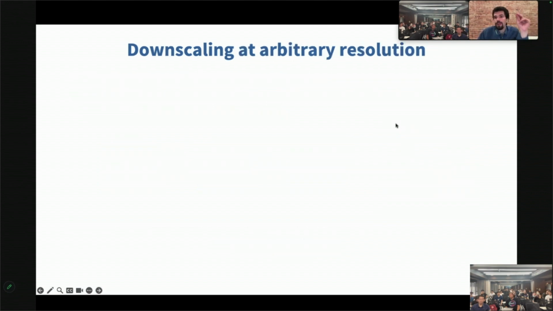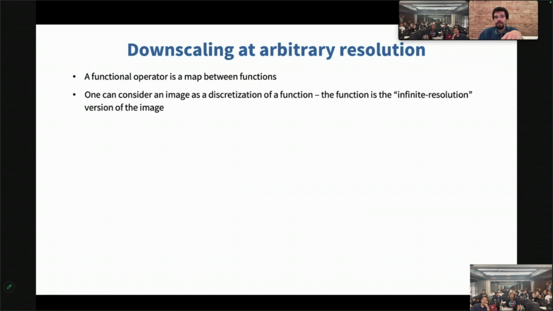The second innovation that we have is going to use a cool new thing called the Fourier neural operator. Now, as background for this, a functional operator is just a map between functions. It takes a function and it outputs another function. So you can consider an image as a discretization of a function. The function is basically the infinite resolution version of the image. Like if you see individual pixel values, there's actually some physical object which is being instantiated by that image. And the pixel values are a little discrete, grainy version of the real function, the real image out there.